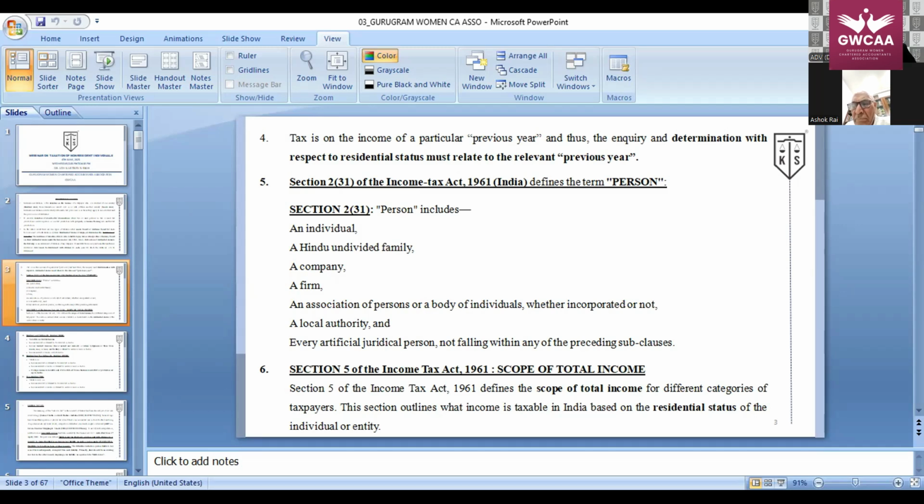So it really matters from where the person has earned an income and the person is the resident of which country. So for determining the tax liability of a particular person, the derivation of its residential status is the first step. And it must be determined each year.